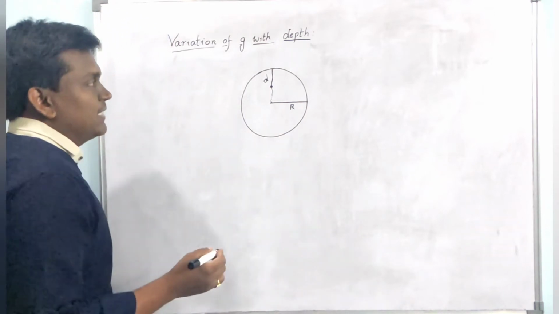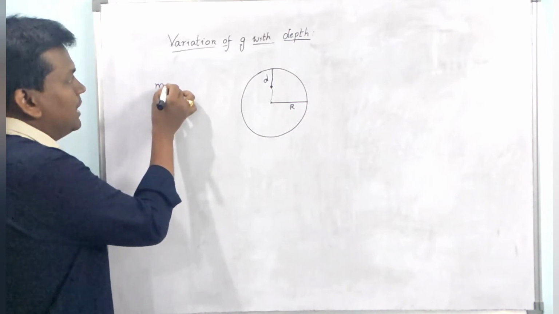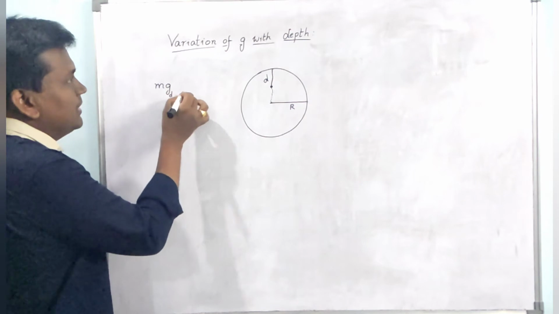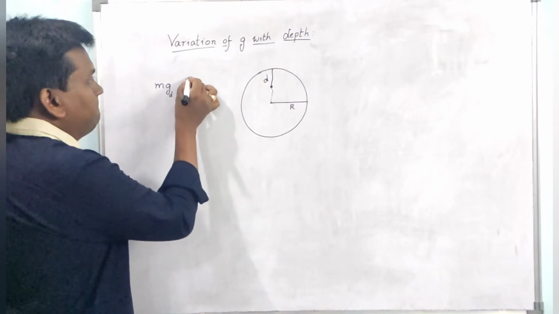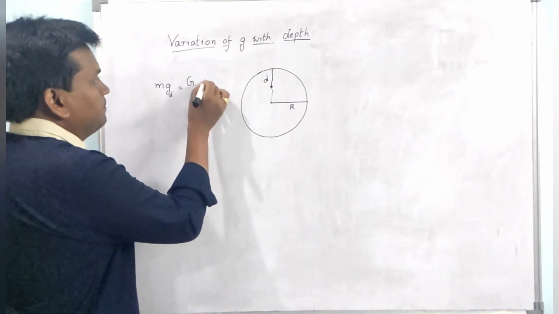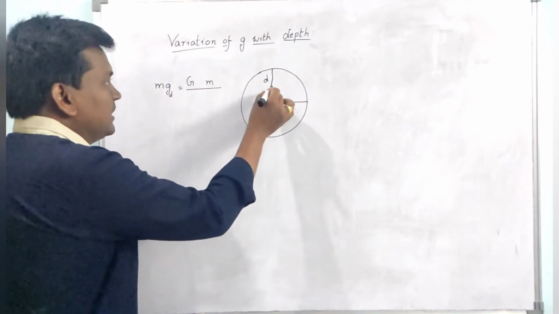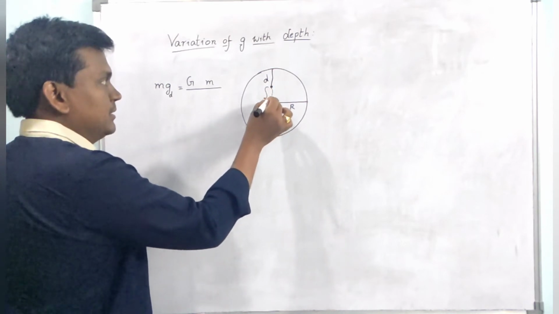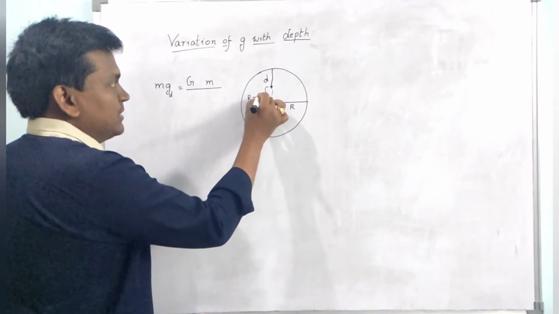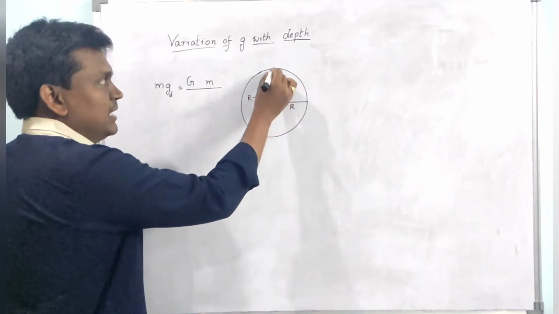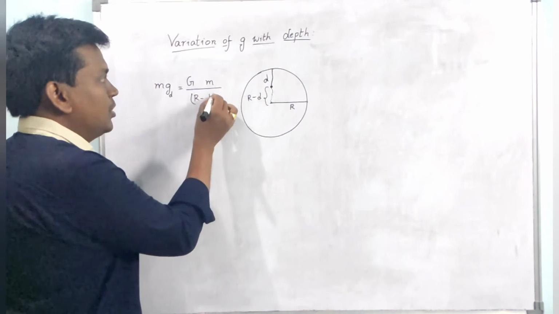So what is the force acting on the mass? The force acting on the mass will be the mass and gravity at a certain depth, g_d. So that force is equal to capital G small m by, see here, the distance between the center and this mass particle is R minus d. As this is the radius of the earth and this is d, this will be R minus d, so R minus d whole square.